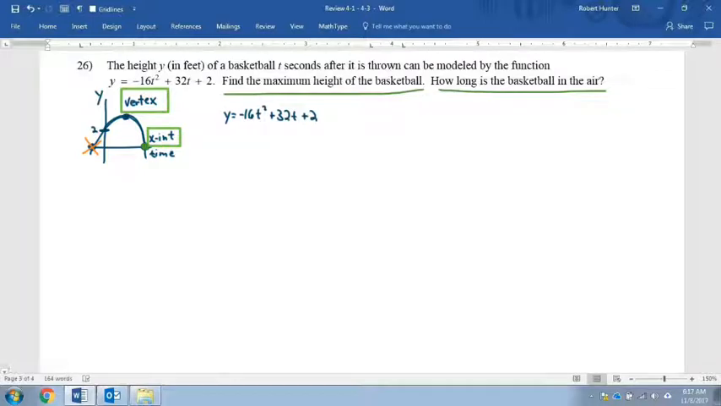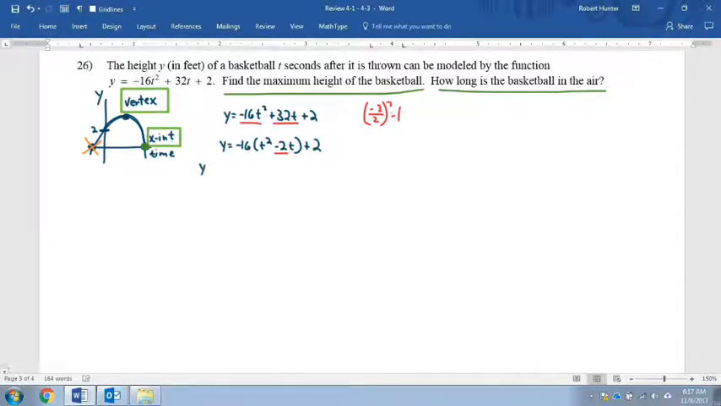I can't divide negative 16 out of all of it, so I'm just going to divide it out of those two. So y equals negative 16t squared, 32 divided by negative 16 is negative 2t, plus 2. And now this is the b value I'm going to use, not the 32. So I'll go over here. Negative 2 divided by 2 is negative 1. Negative 1 squared is 1.